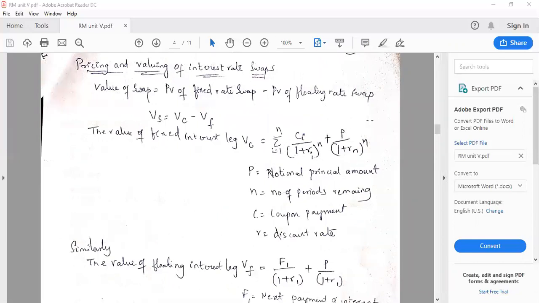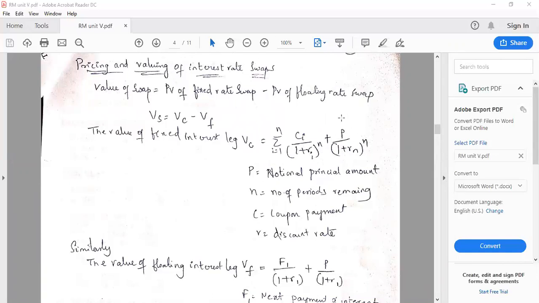We all know this formula. If you see, this is the formula for valuation of a bond, right? We treat the things exchanged between one party and another party as a bond, so we use the bond formula. How do we calculate that bond value? Sigma i equal to 1 to n of Ci by (1 plus Ri) to the power of n, plus P by (1 plus Rn) to the power of n.